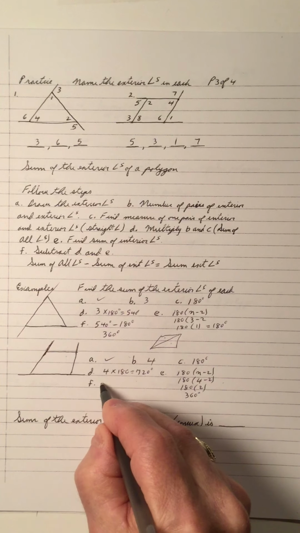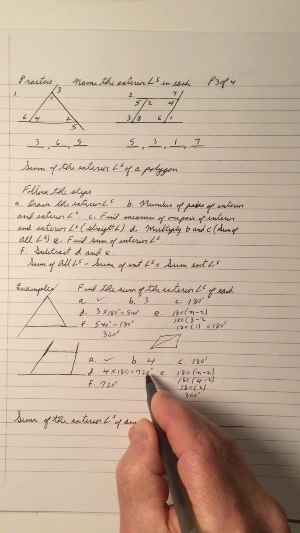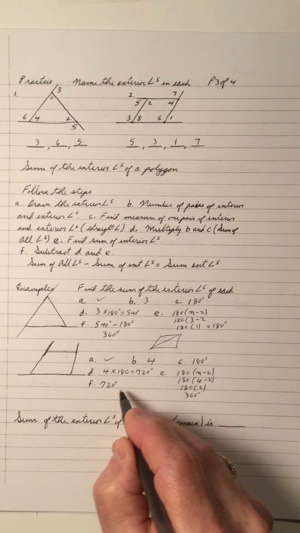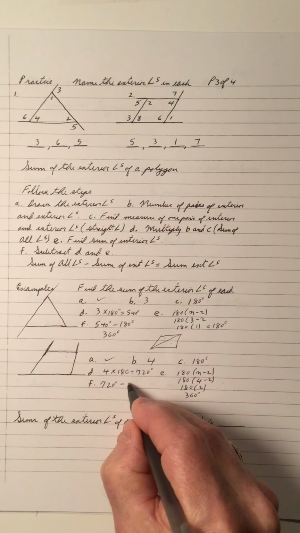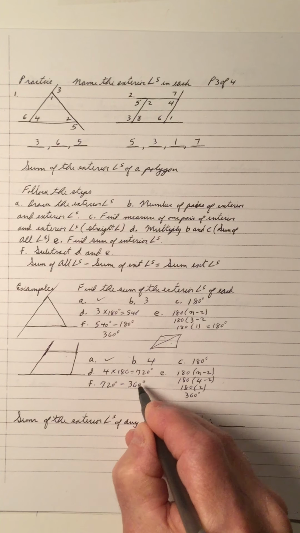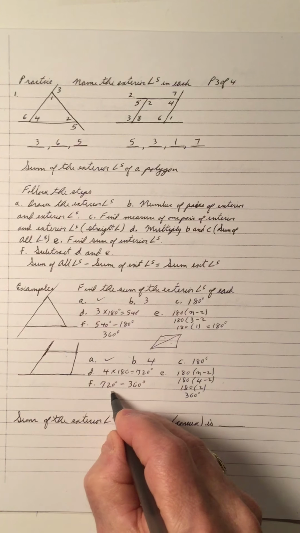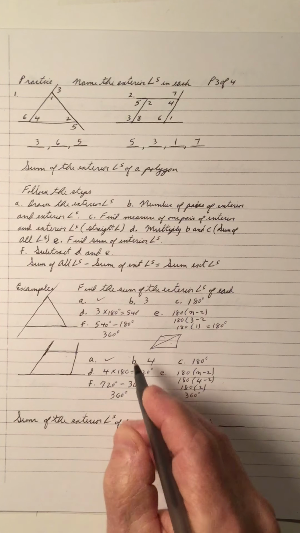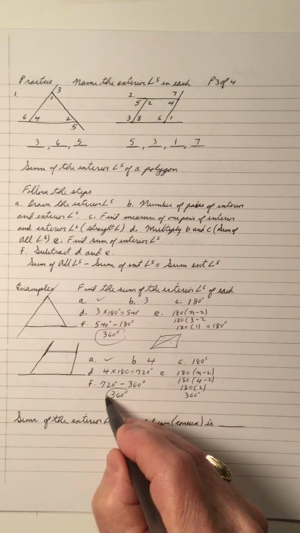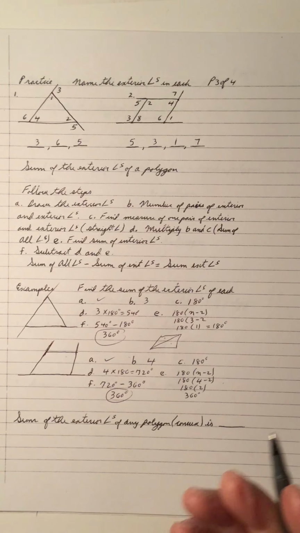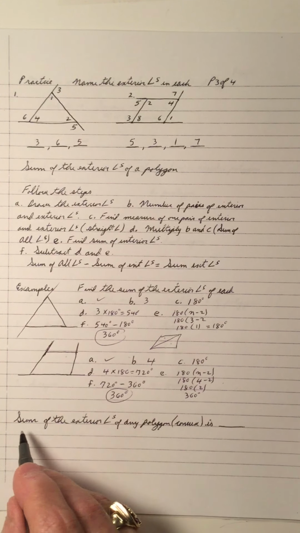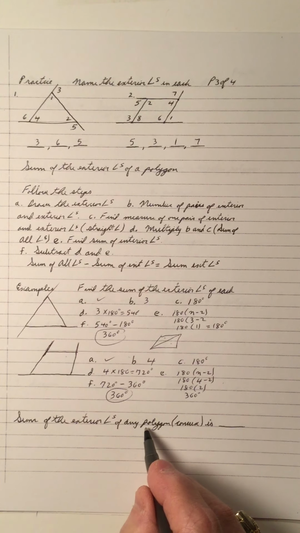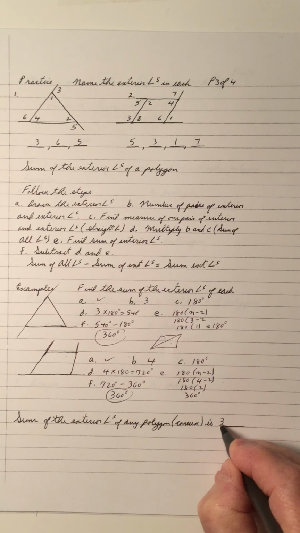And if you take all the angles, which is 720, and subtract the sum of the interior angles, which is 360, when you subtract those two, you get 360. So what number are you getting? So the exterior angles always add up to 360. So the sum of the exterior angles of any polygon is 360.